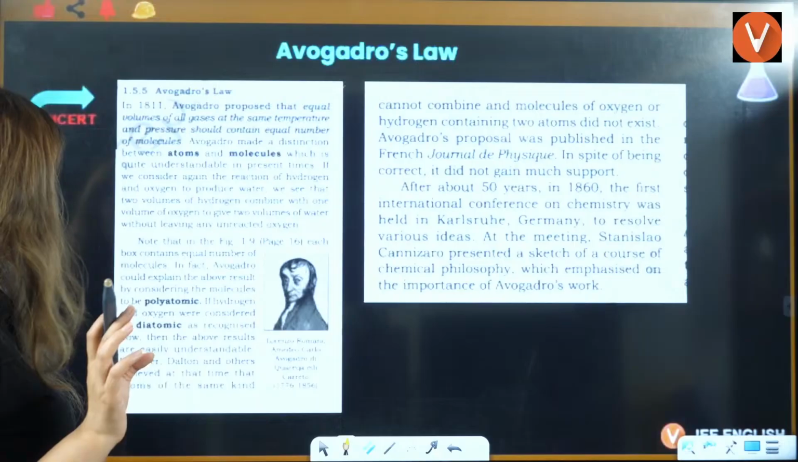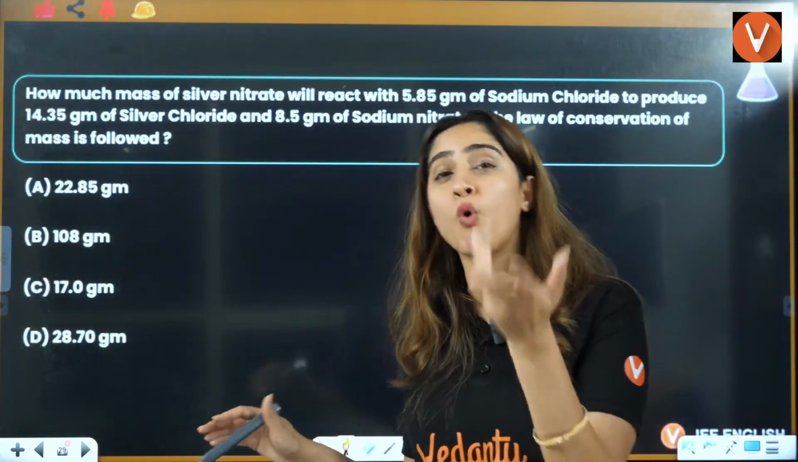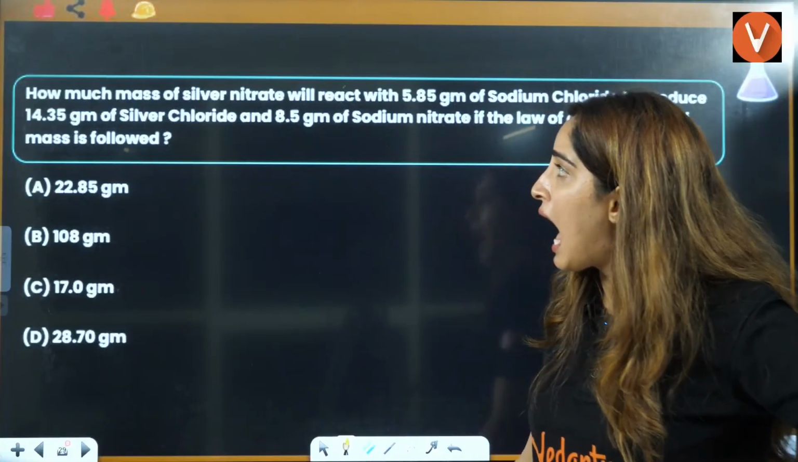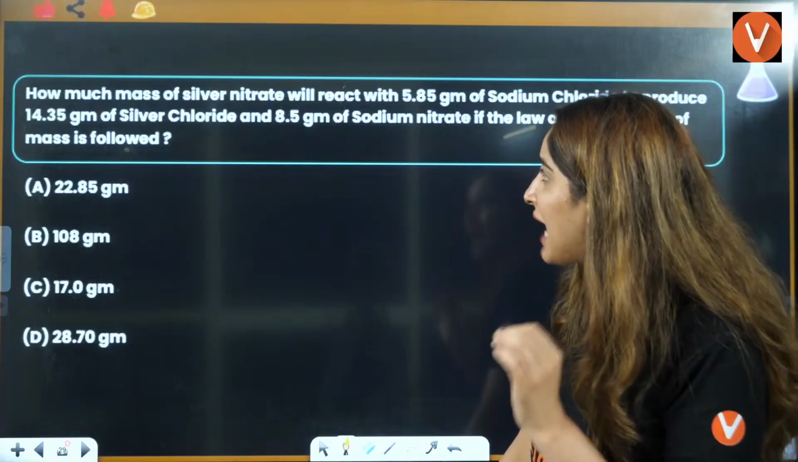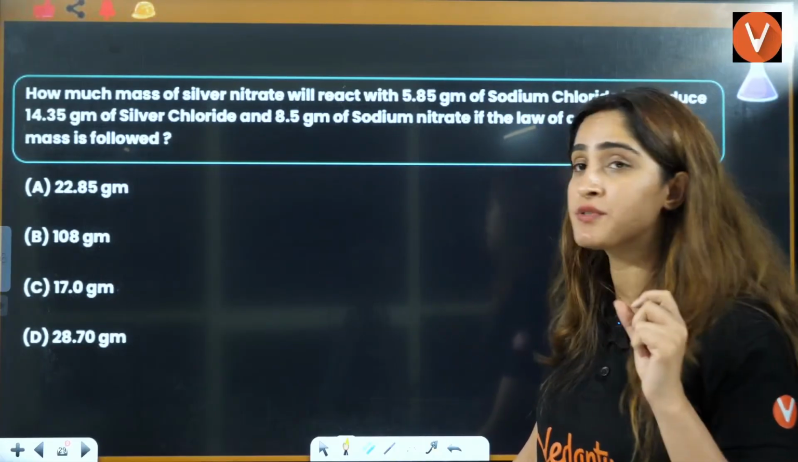Because once we have gone through Avogadro's number and the mole concept, that thing will be more clear to you, right? Now, let's understand this. How much mass of silver nitrate will react with 5.85 gram of sodium chloride?